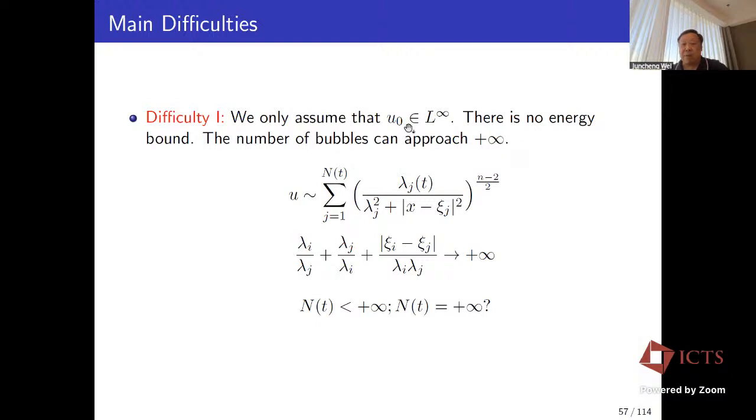As we approach the blow-up time, maybe for each time t you have a finite number of bubbles, but when t goes to capital T, this number of bubbles will go to infinity. So this is the first difficulty. We don't have the energy bound.